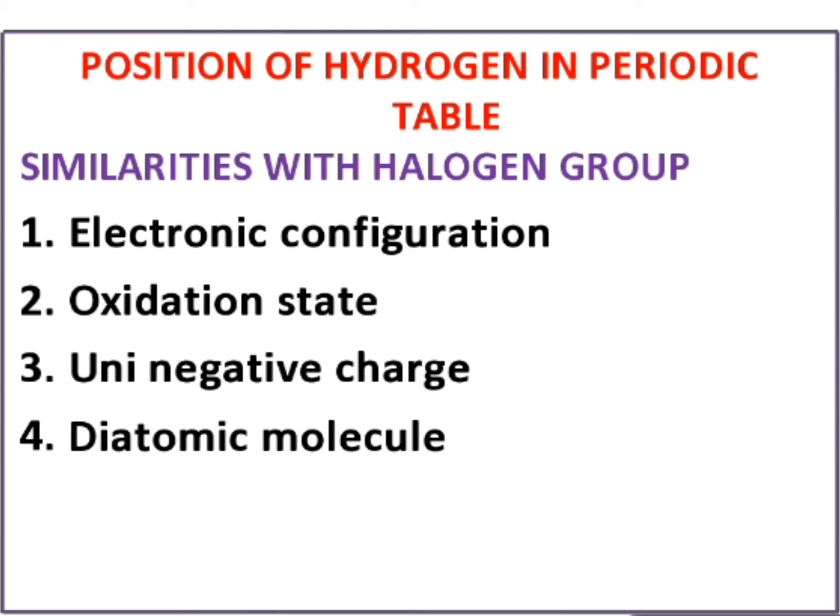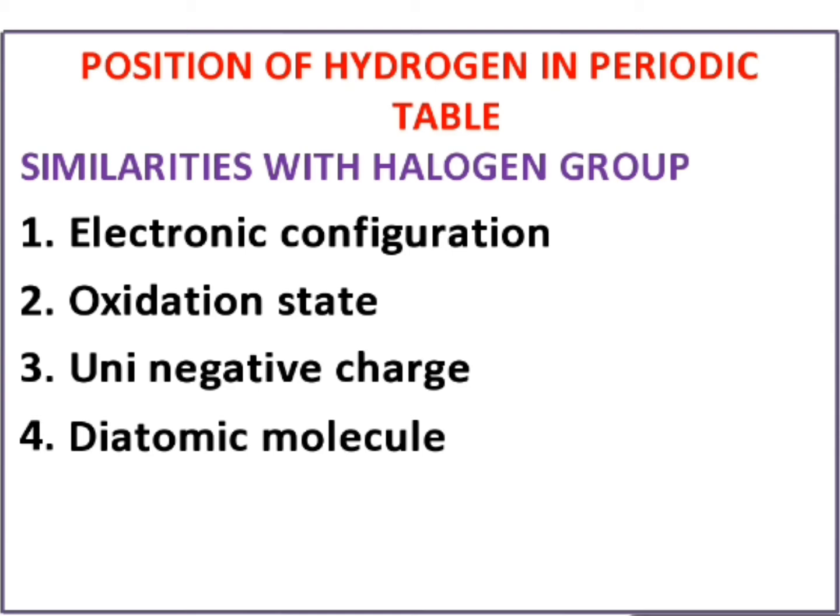Don't say that hydrogen is placed in the first group. No, hydrogen is placed in the first position. It is not in the alkali group. Hydrogen is placed in the first position on the basis of its configuration, because this periodic table was arranged by Moseley in increasing order of atomic numbers and also similarities.